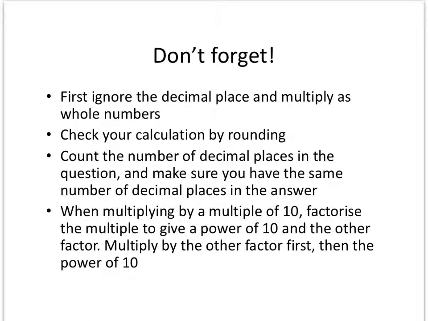Okay, so don't forget, here's some steps for you to think about. First, ignore the decimal place and multiply as you have whole numbers. Then check your calculation by rounding. Count the number of decimal places in the question and make sure you have the same number of decimal places in the answer. And when you multiply by a multiple of 10, factorize the multiple to give a power of 10 and the other factor. So what I mean by that is if you had 700, the factors were 7 and 100, so we did 7 times 100. Okay, so multiply by the other factor first, and then by the power of 10.